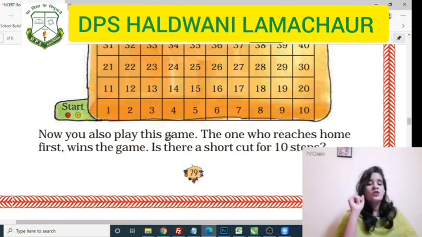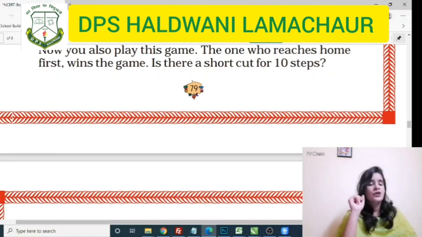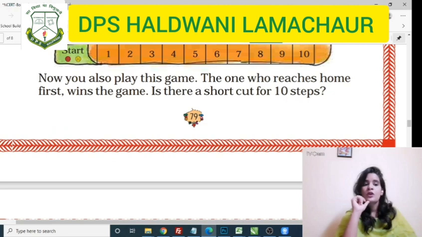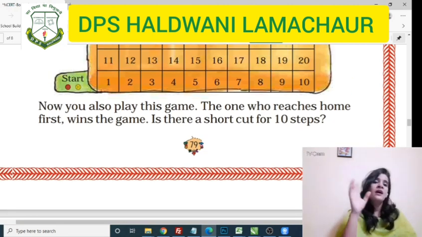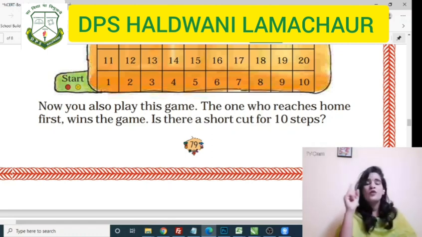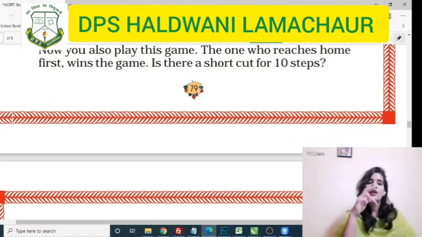Now you also play this game. The one who reaches home first wins the game. Is there a shortcut for 10 steps? Do you think there is a shortcut of this 10 steps? No, only 2 points are there, head or tail. Either you will get head or you will get tail. If you will get head, अगर आपका head आया, so you will move 10 steps. Okay, move ahead 10 steps. आप 10 steps आगे जाएंगे. If you have got tail, you will move only one step.